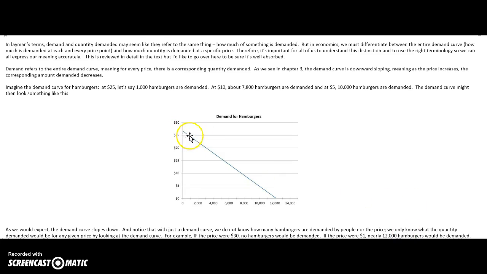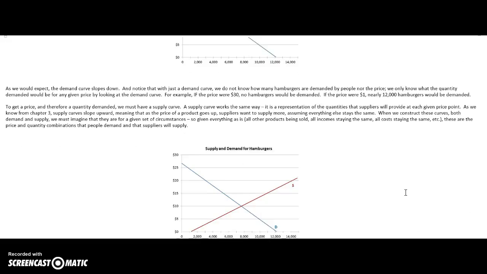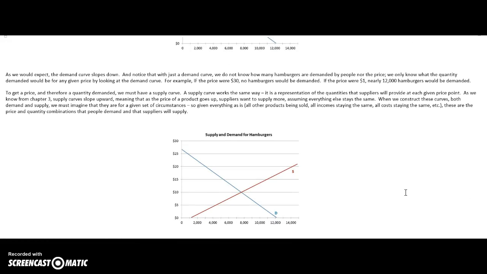And so it would look something like this. So you see we have our downward sloping demand curve. At 25, here's the about 1,000. At $10, we're a little before 8,000, so we're going to say about 7,800. And then at 5, it's about 10,000. So it's sloping down, and we notice that we don't know how many hamburgers are demanded by people, and we don't know the price. We only know the different combinations. To get a price and a quantity demanded, we need a supply curve.